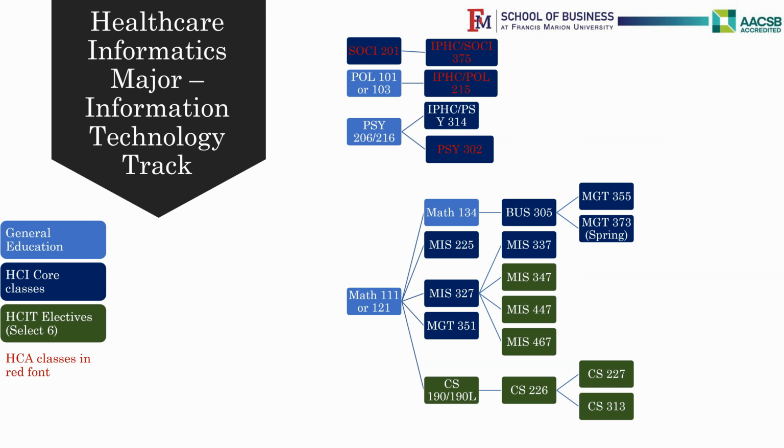Students who complete CS 190, CS 226, CS 277, CS 313, CS 340, and MIS 225 will get the software engineering minor along with the healthcare informatics information technology major. And they are strongly advised to take this route for their major. You will need 18 credit hours of HCIT electives to complete the major.